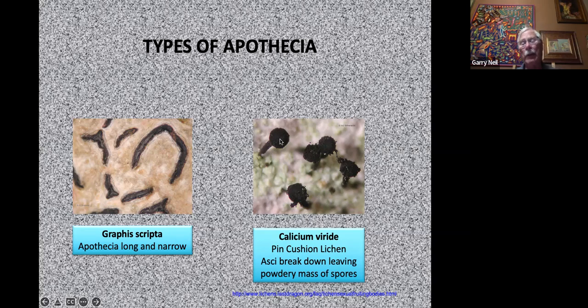And it's very difficult to see, but if you go and look on dead wood with a hand lens, sometimes you will find these particular types of lichens. So these are two other types. There's other things besides these types, but those are the most common in our area.